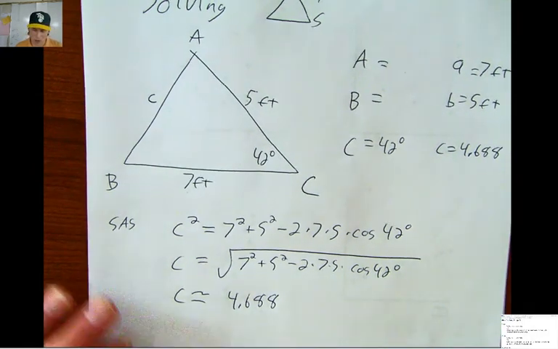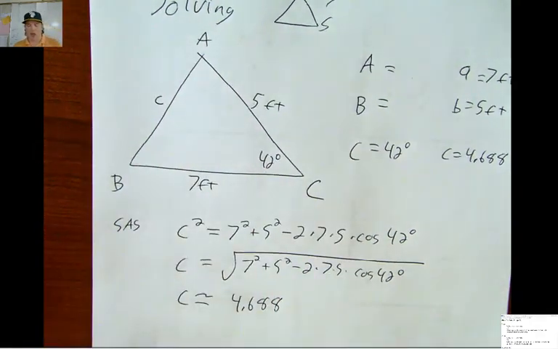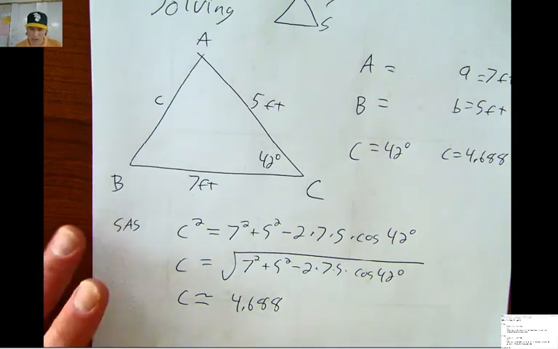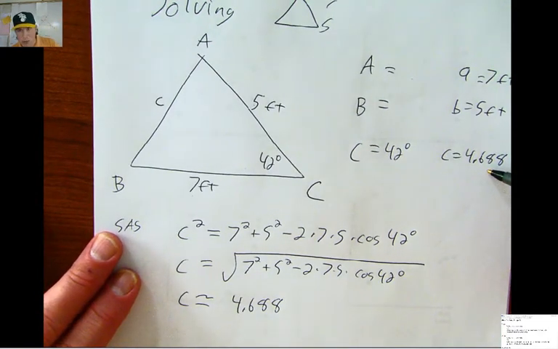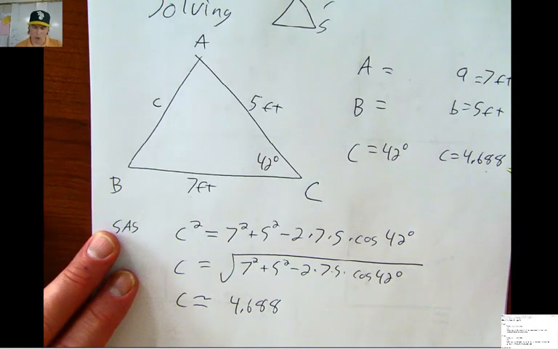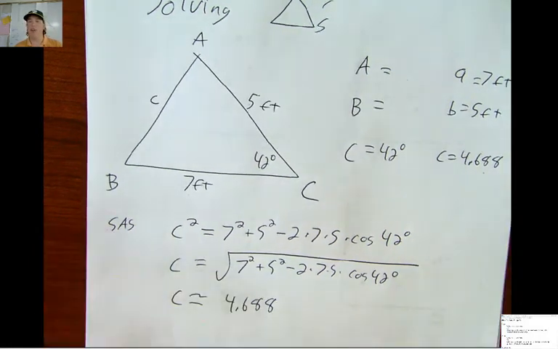Now I need to go and figure out side A and side B. And you have a couple options. Now that you have all three sides, you can use law of cosines if you want. Or because you have all the sides and one of the angles, you could use law of sines. And if you think about the two equations, law of sines is definitely easier to use.